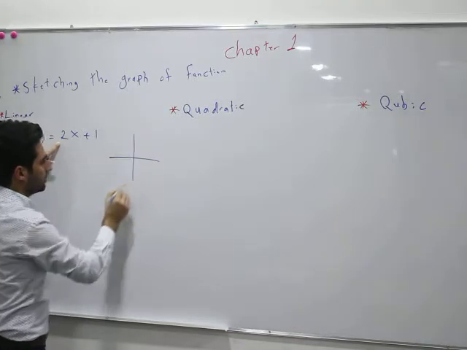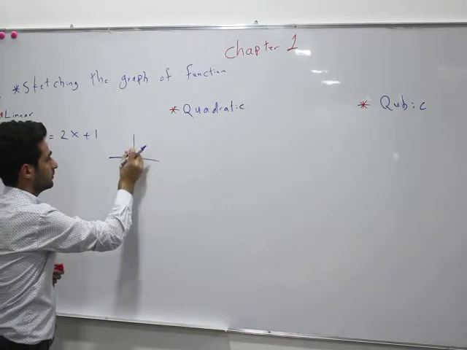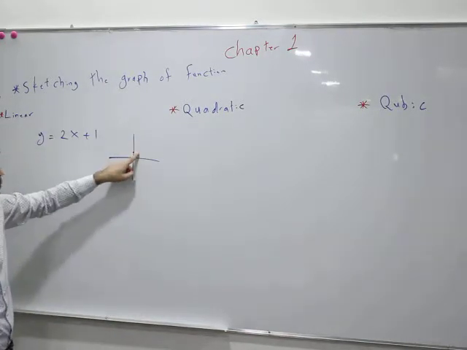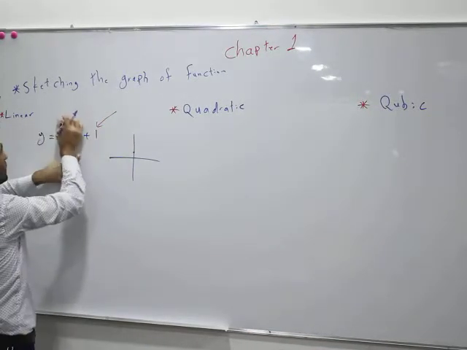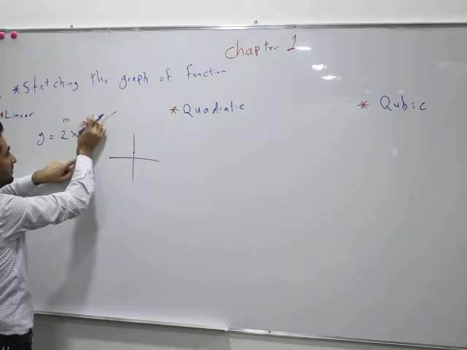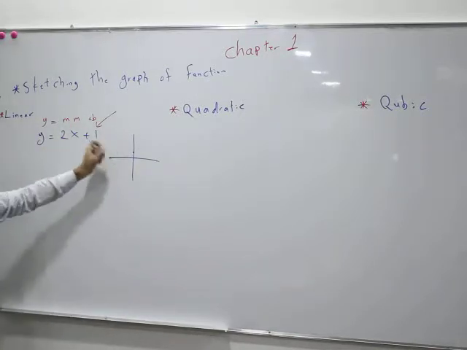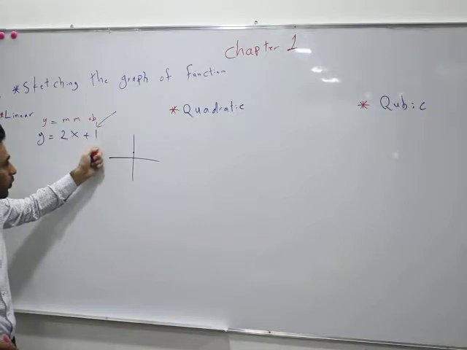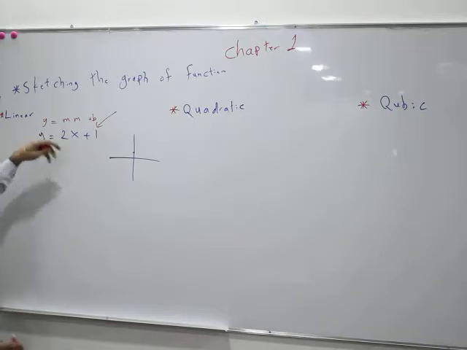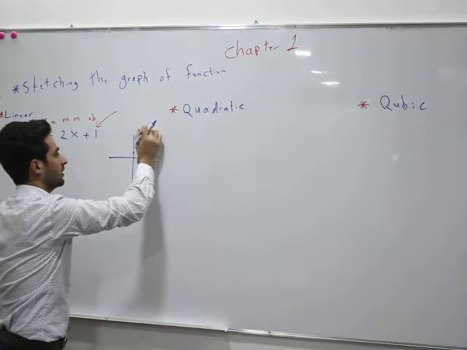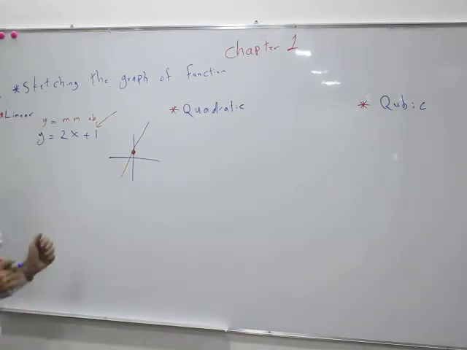So the graph is passing through 1 on the y-axis. It must be on the y-axis because this is what? The y-intercept. Do you remember that? This is y equal to mx plus b. So this b is the y-intercept. Find 1 on the y-axis. And the slope is 2. So we can say the graph is passing through number 2. This is a linear function.